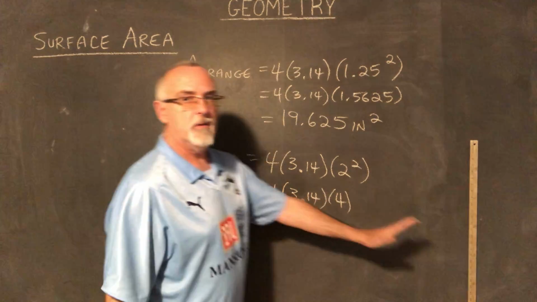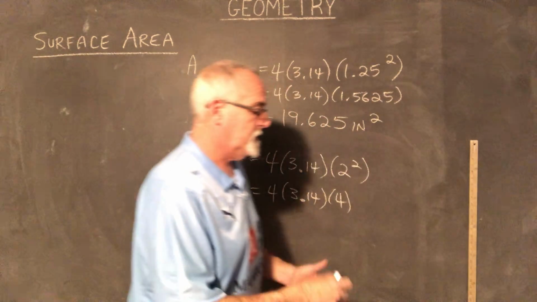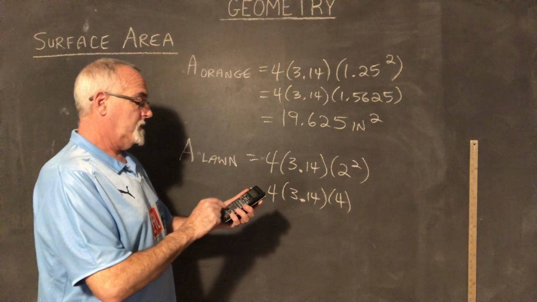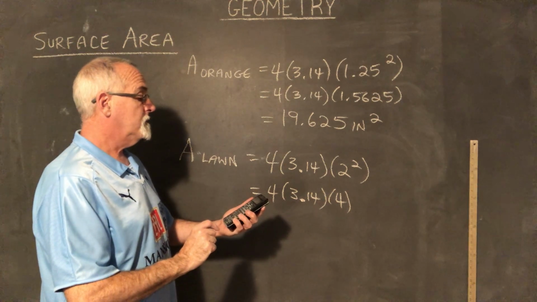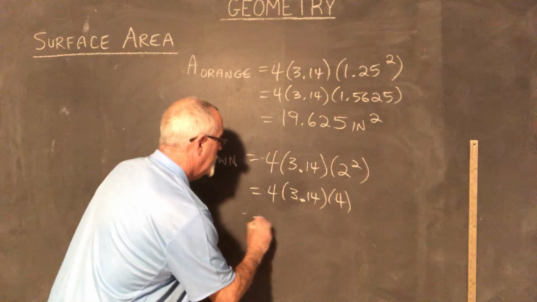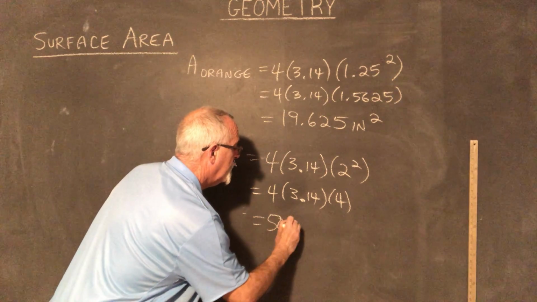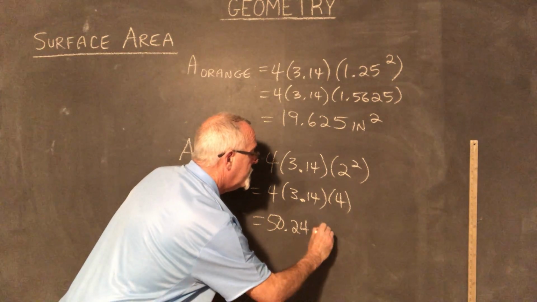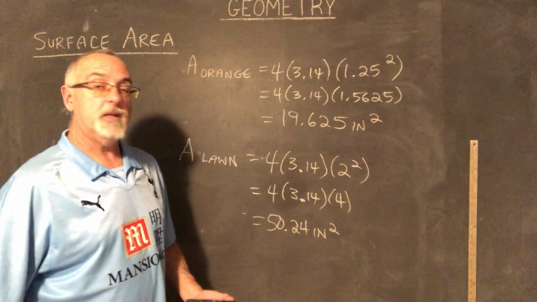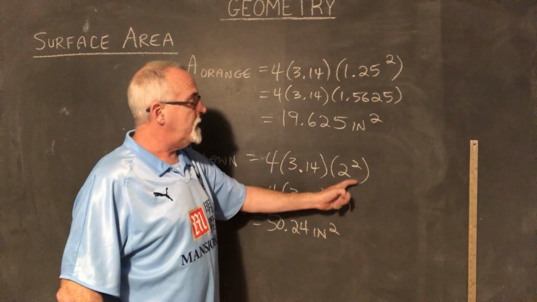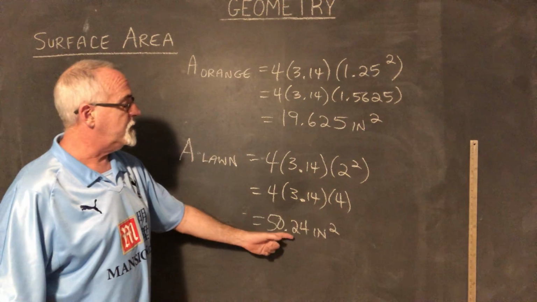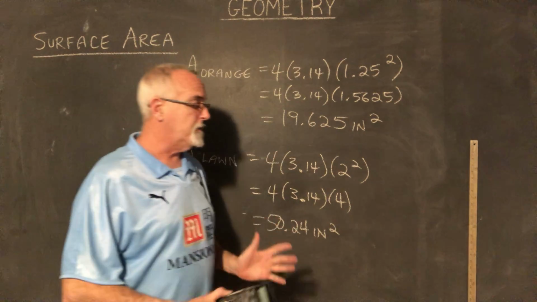I don't think I want to try to do this in my head. I'm going to use my calculator. 4 times 3.14 times 4 equals 50.24 square inches. It gets bigger fast, but of course the radius got quite a bit bigger, so then we see that the surface area gets quite a bit bigger and we're not surprised.